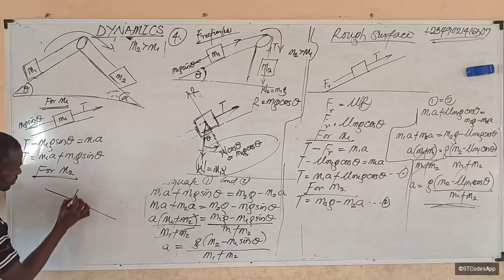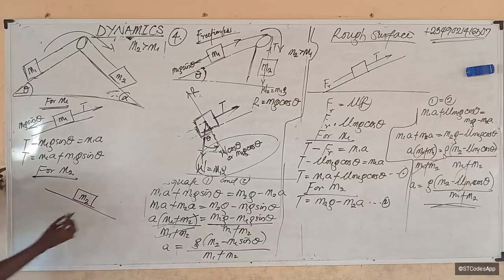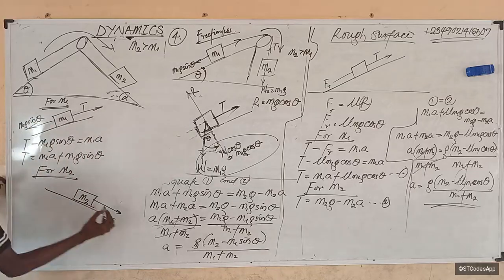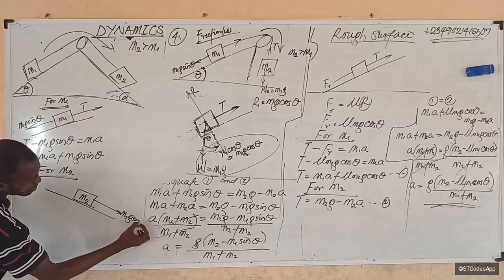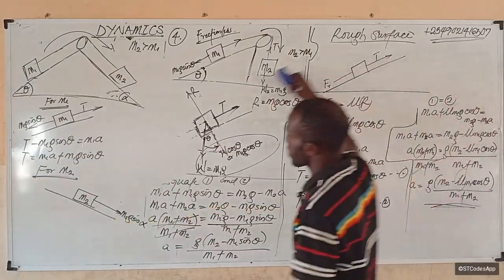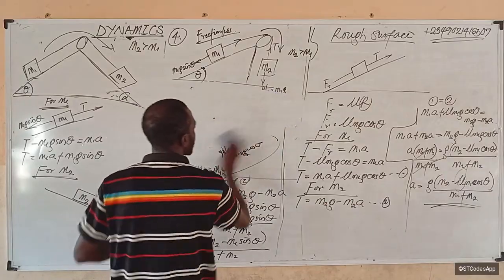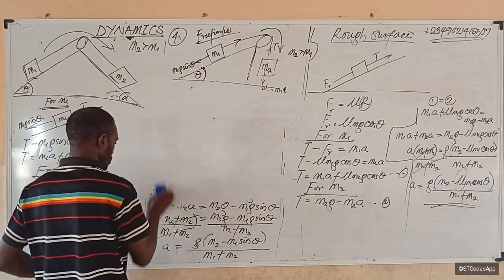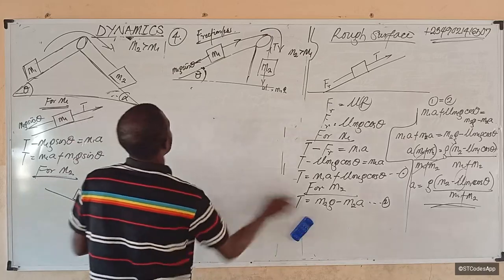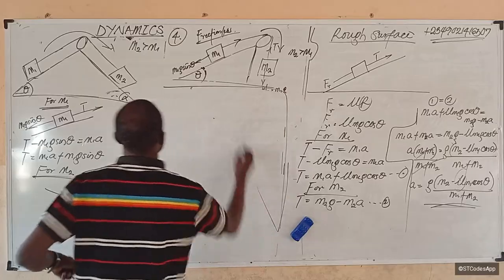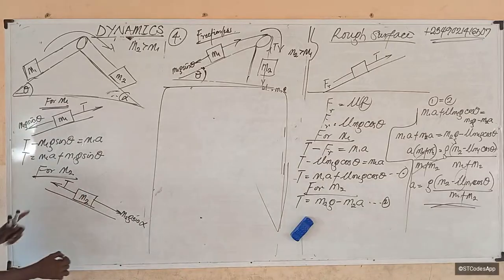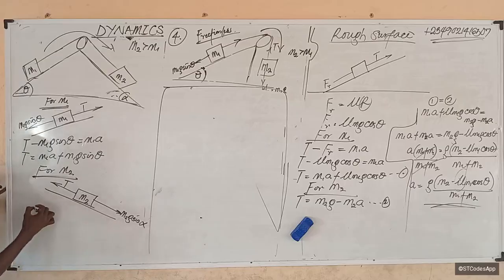M2 is now like this. There's a mass M2, and there's a force trying to pull it down here. That force, just like here, is going to be M2G sine, but this time alpha, not theta: sine alpha. So if that be the case, tension will be acting upward on that rope. Tension is in the opposite direction here; this one is in the direction of motion.